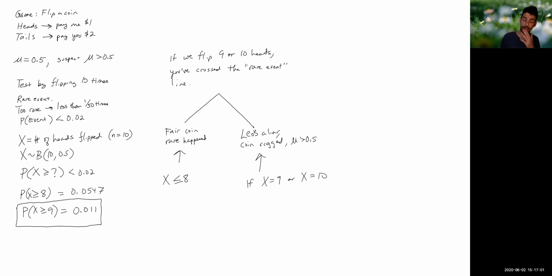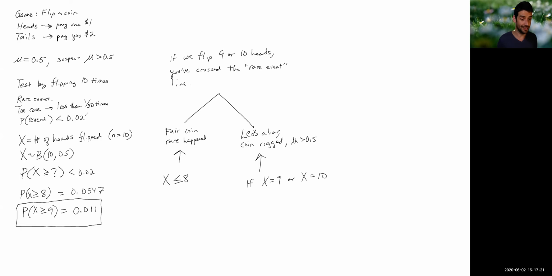And then you perform your test. You now have a line you've drawn, and if it gets to be 9 or 10, then you say, I don't believe what you said. I think your suspicions are correct. On the other hand, if I flip 8 or less, you say, okay, you know what? I don't actually have enough evidence to be comfortable calling you a liar.